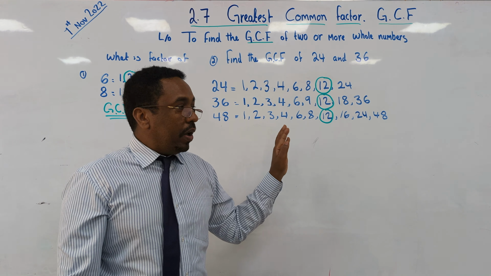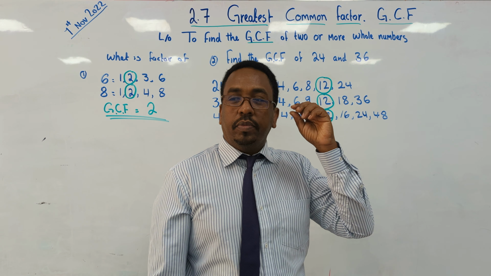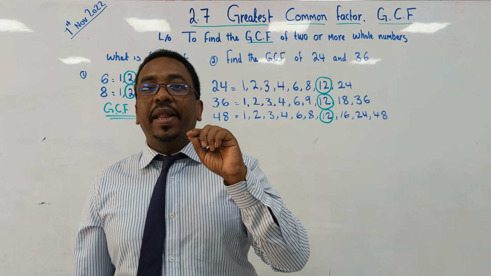What happens if they give us big numbers? For example, what is the greatest common factor of, let's say, 50 and 30? Writing them down is going to be a bit long. So in that case, what do we do? Remember the lesson we learned yesterday? The prime factors. We can use the prime factors to find the greatest common factor.